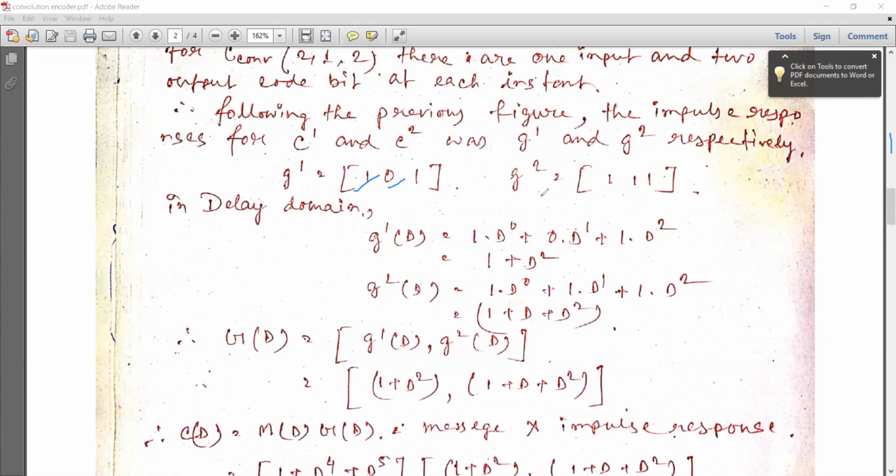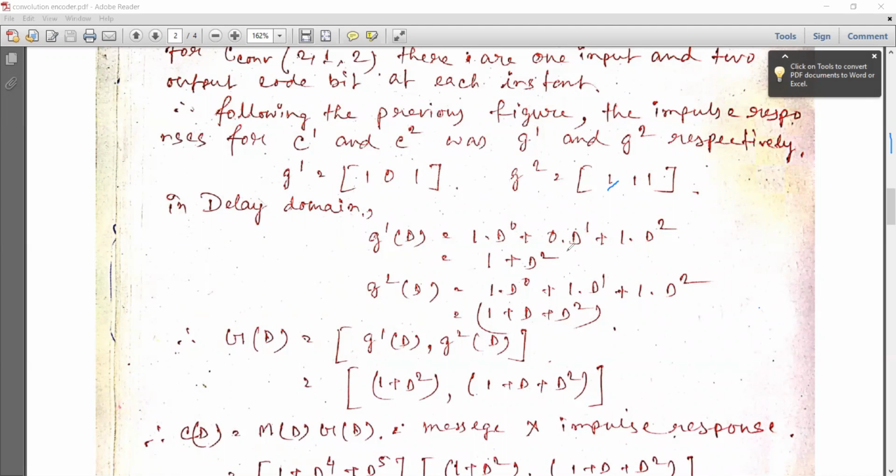Coefficient of d to the power 1, and 1 is the coefficient of d to the power 2. Okay, so we have got 1 plus d square as g1d. Now, in the same way, we can generate g2d. What was g2d? 1 1 1. That means this 1 is the coefficient of d to the power 0, 1 of d to the power 1, 1 of d square. So we have got g2d as 1 plus d square.